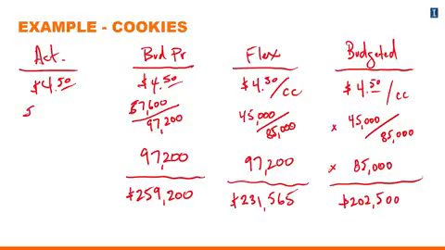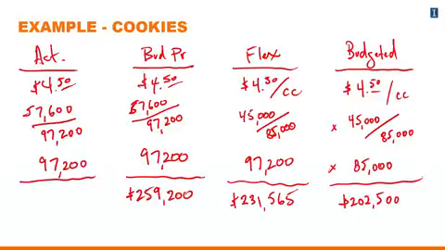The actual mix is 57,600 over the 97,200. That's the proportion of our total cookies sold that was of the chocolate chip variety in actual terms. And the actual total quantity is 97,200. Multiplying those three components together yields the actual revenue earned from chocolate chip cookies during this accounting period. And that is 259,200.